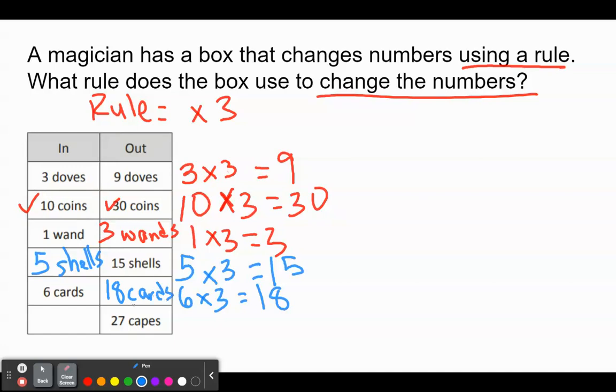Okay, now we have our output. So I know something times 3 is going to give me 27. Okay, so what number times 3 can give me 27? Okay. Oh, 9 times 3 equals 27. So our input must be 9. So 9 cards must be our input. So our rule is times 3 when we look at all of our numbers in our input-output table.